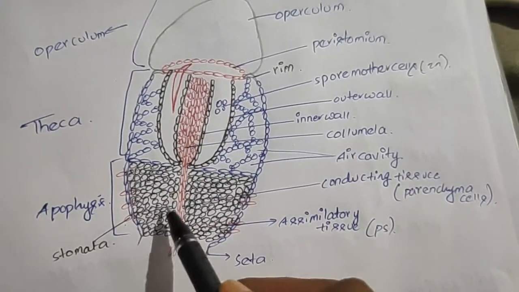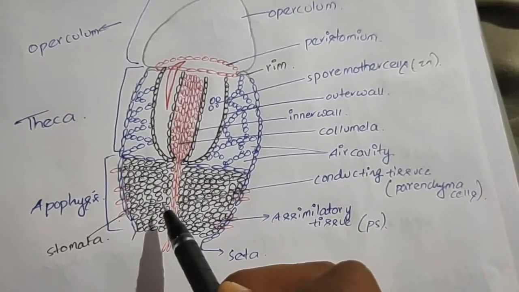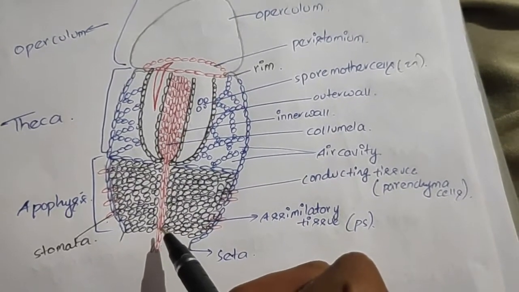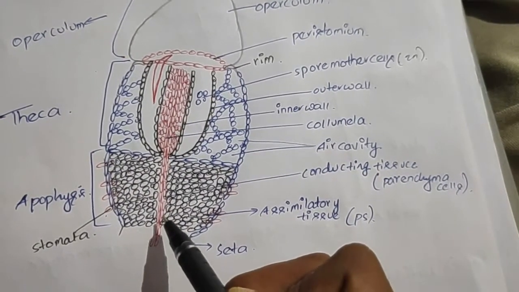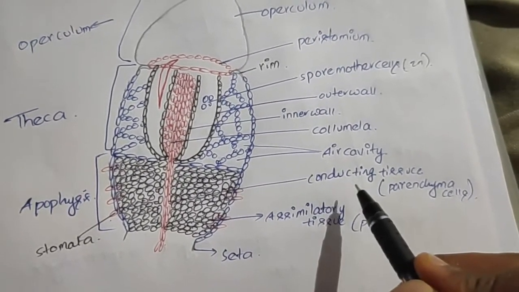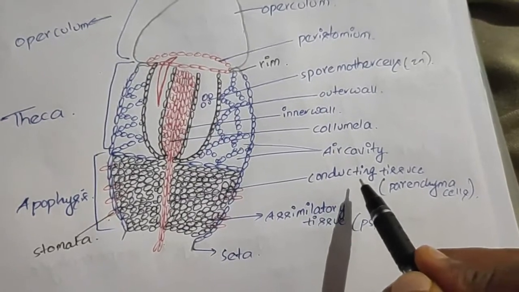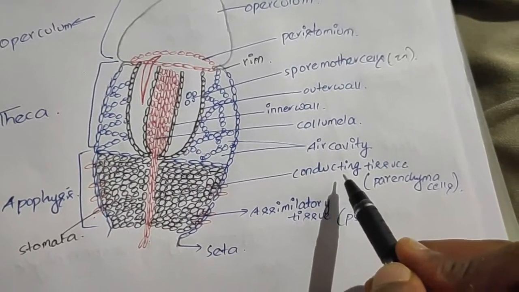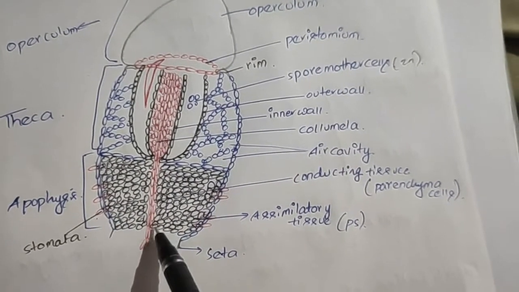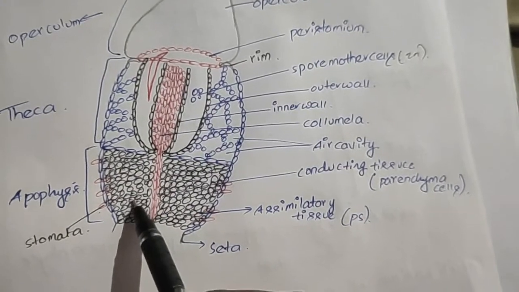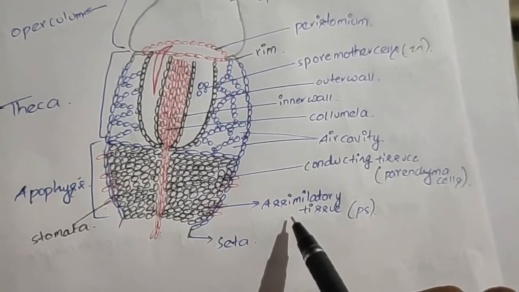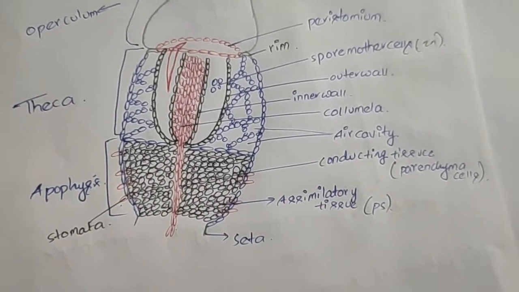And next to the outer layer are parenchyma cells, and these parenchyma cells are of two types. The cells which run along the center of the capsule are compactly arranged. Due to this compact arrangement, they look flat, and these are known as conducting tissues. They are parenchyma cells, but arranged compactly and known as conductive tissues, because these cells help in the conduction of water. And next to the outer layer and this conducting tissue are again parenchyma cells, but these are loosely arranged and are known as assimilatory tissues. These assimilatory tissues help in the photosynthesis of the capsule.